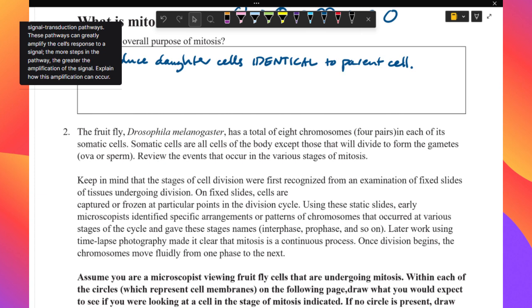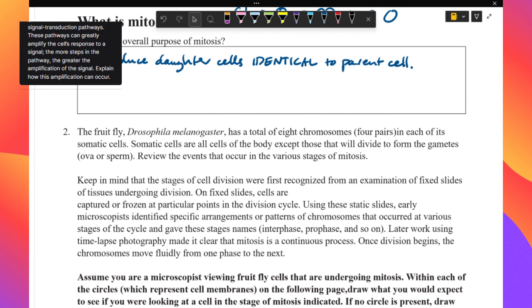Keep in mind that the stages of cell division were first recognized from an examination of fixed slides of tissue undergoing division. On fixed slides, cells are captured or frozen at particular points in the division cycle. Early microscopists identified specific arrangements of chromosomes that occurred at various stages of the cycle and gave these stages names, interphase, prophase, and so on. Later work using time-lapse photography made it clear that mitosis is a continuous process. Once division begins, the chromosomes move fluidly from one phase to the next.